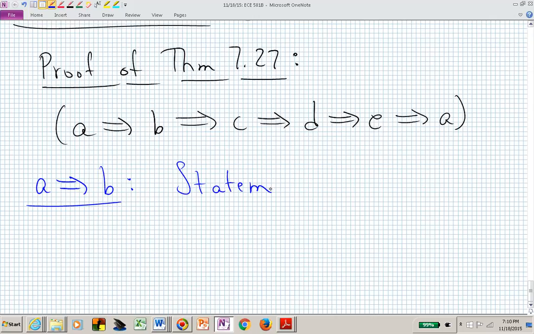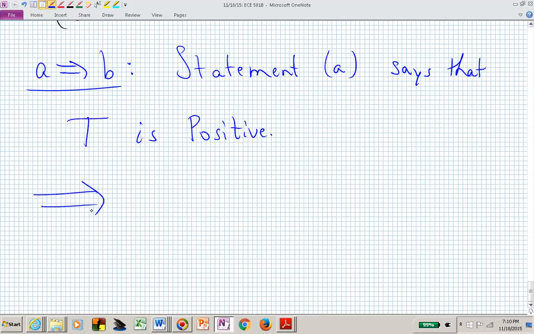Statement A says that the linear operator T is positive. And remember what that says. That says that we have two conditions for T to be positive. One is this operator T needs to be self-adjoint, and the inner product of TV with V is non-negative for all V in the vector space.